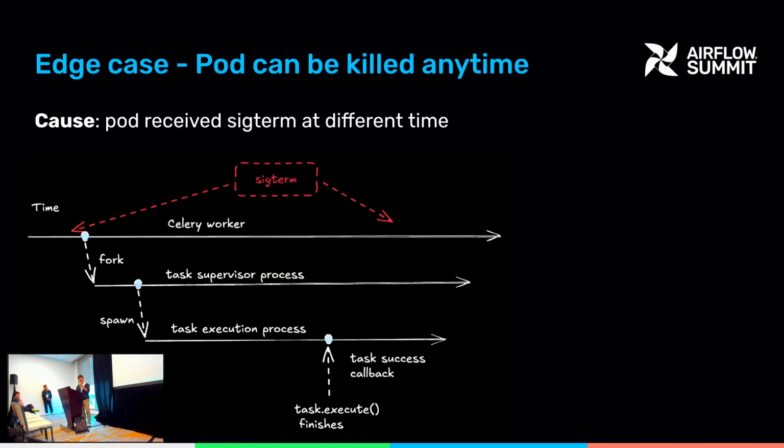There's another interesting timing: after the task execution function finishes, but before the task success callback finishes. If a SIGTERM occurs here, the task is incorrectly marked as failed even though the work was already done. This problem becomes more visible when the success callback is slow. The longer it takes, the higher the chance it will be interrupted. And in our case, even though the sensor poke criteria was met, the task still failed due to this.